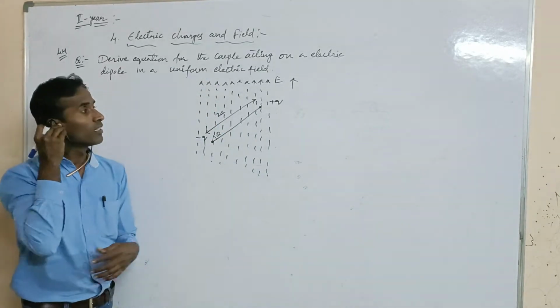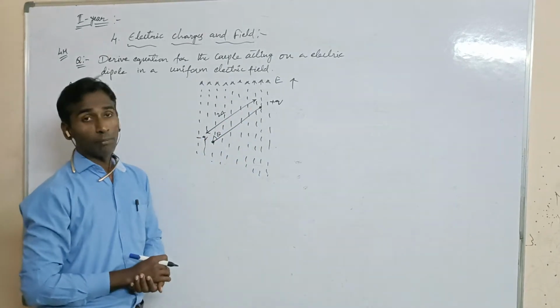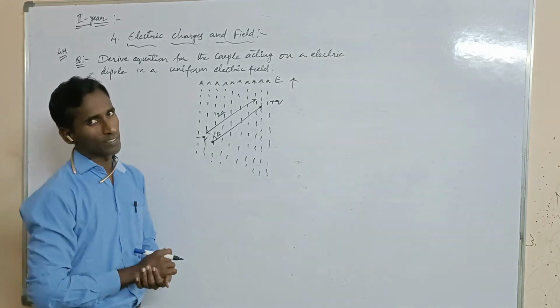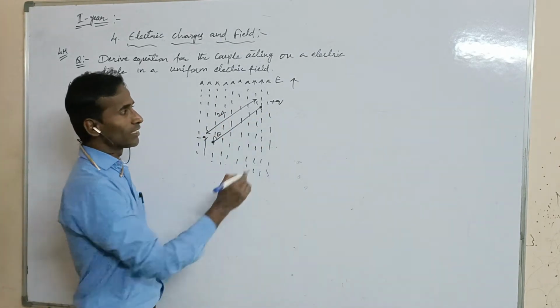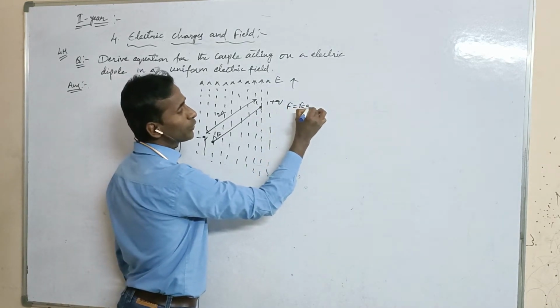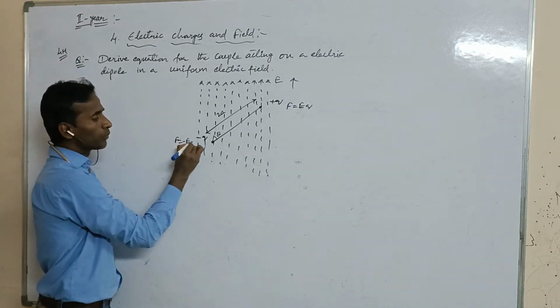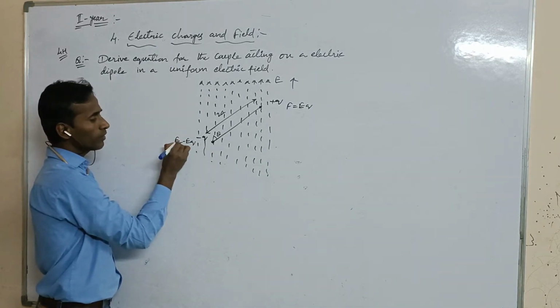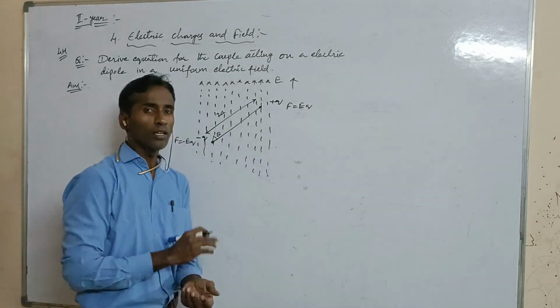Now see here, these two charges experience two types of forces. Two types of forces will be working on the two charges. Here F is equal to plus EQ, and here we get F equal to minus EQ. Two types of forces will be working.